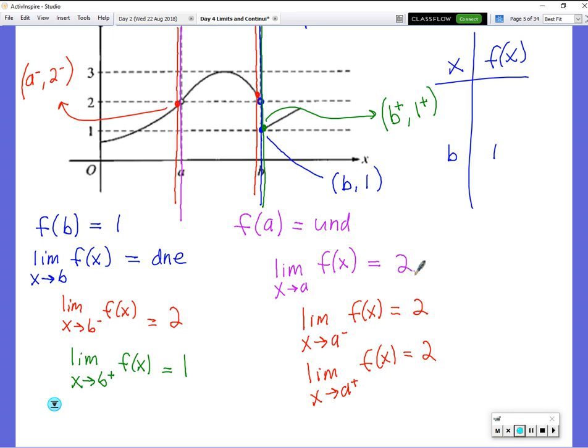So this is an example of the limit does exist, but there is no value of the function at a. It's not there. So this is a removable discontinuity. Removable occurs when the limit doesn't match the value of the function. So the left and right match, that means there is an overall limit, but the value of the function doesn't match.